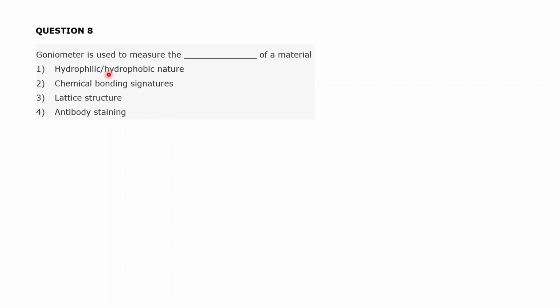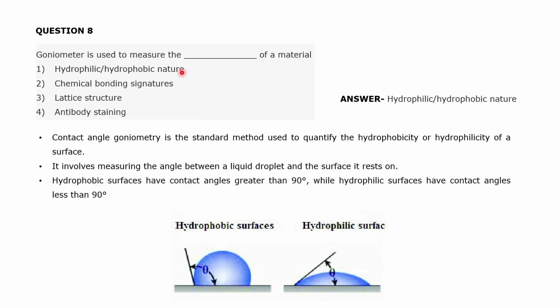So this option was, I think, discussed in the previous week itself. The answer to this question is hydrophilic or hydrophobic nature. Basically, goniometry is an instrument used to measure what is called the contact angle. If you extend the term, it is also called contact angle goniometry. It is a standard method used to quantify the hydrophobicity or the hydrophilicity of a surface.